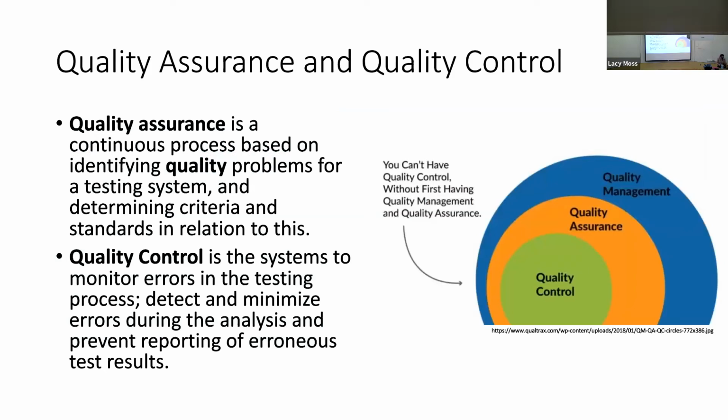All right. So quality assurance is this continuous process where you're identifying quality problems that could potentially happen, even if they never happened before, and determining some criteria and standards to monitor it. And then within quality assurance is quality control, and that's where you're actually monitoring if there were errors that happened, and then reacting and making changes and correcting things.